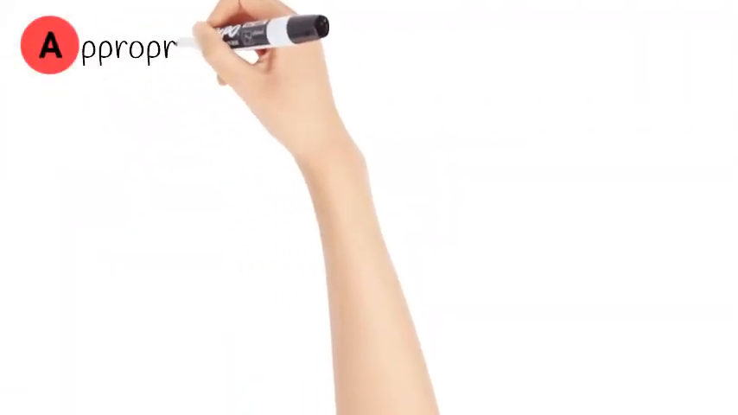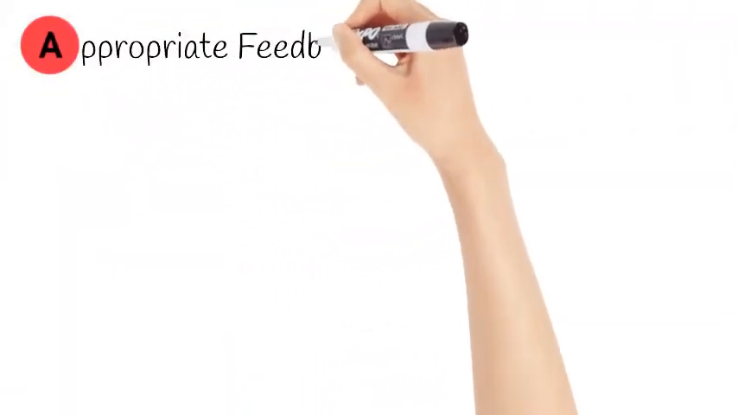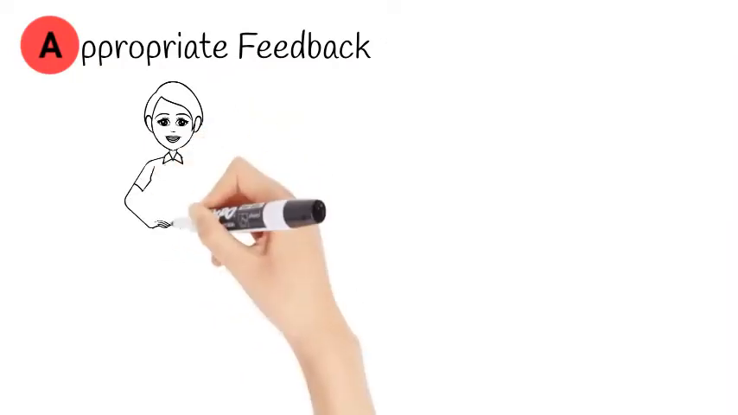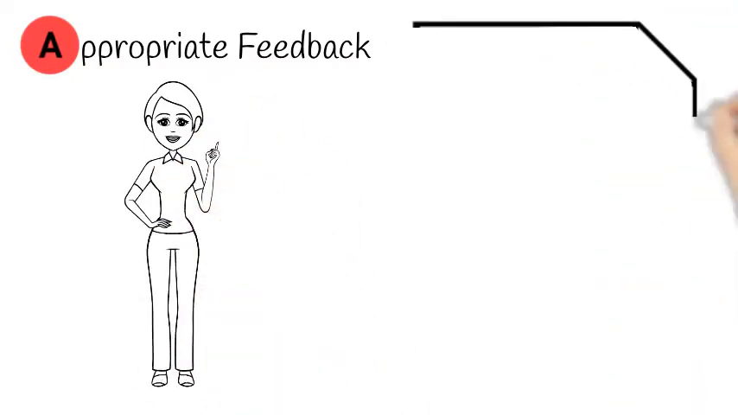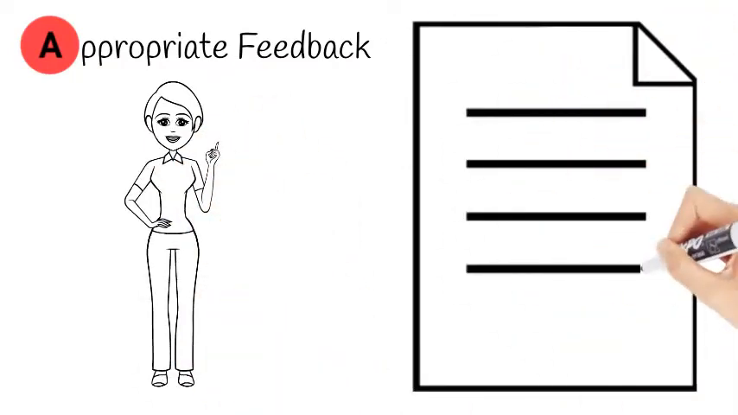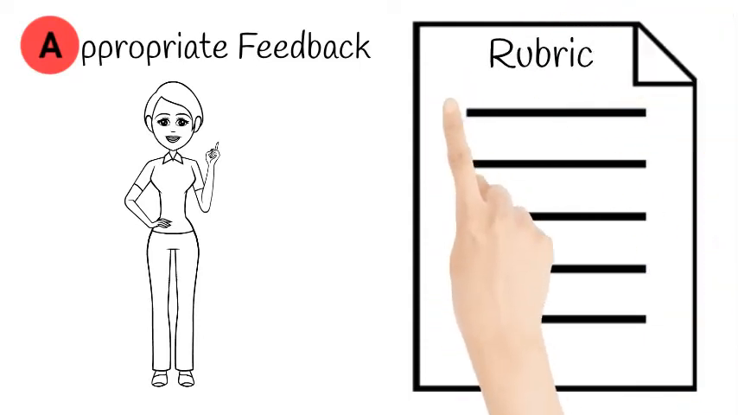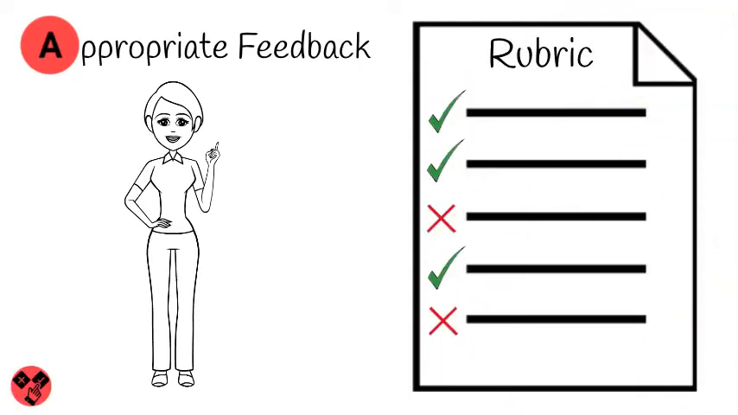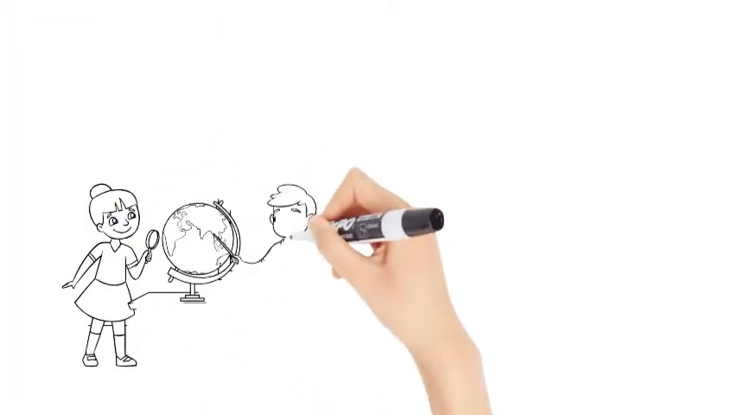The third element of the TEACH model is appropriate feedback. Feedback should be appropriate to the student, the level of the course, and the content of the course. For feedback to be appropriate, it should include the use of a rubric. This shows students the alignment between the assessment grade and the assessment feedback. You should also consider the level of the learner and the level of the feedback.